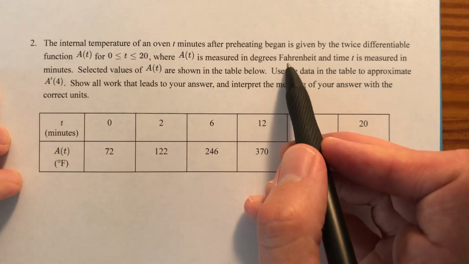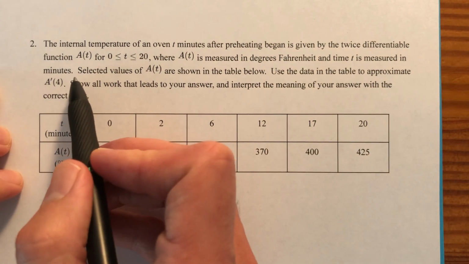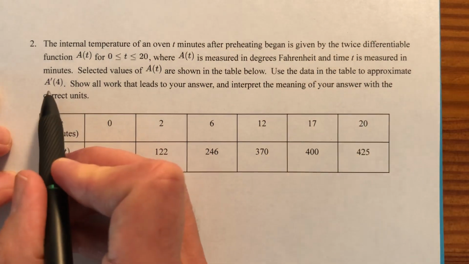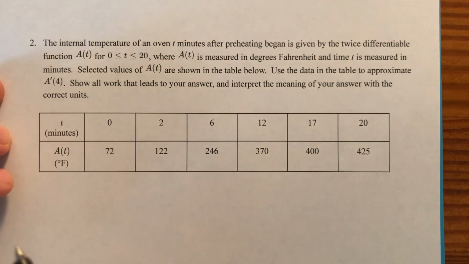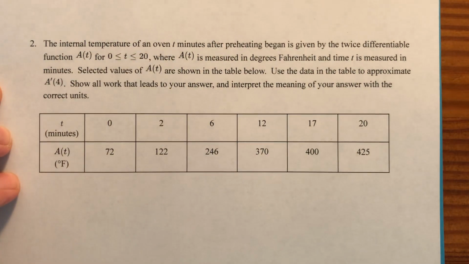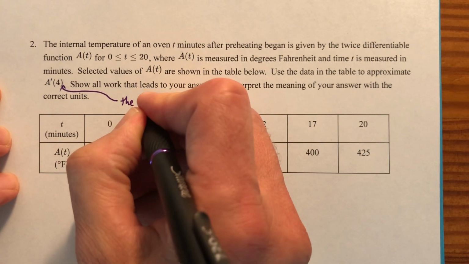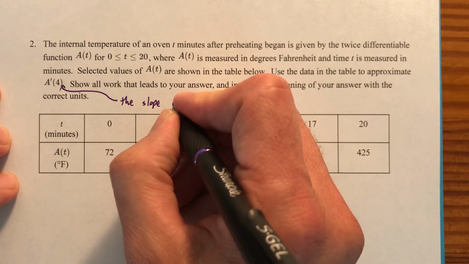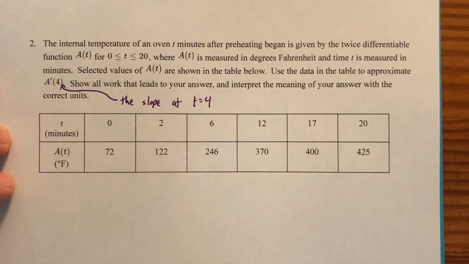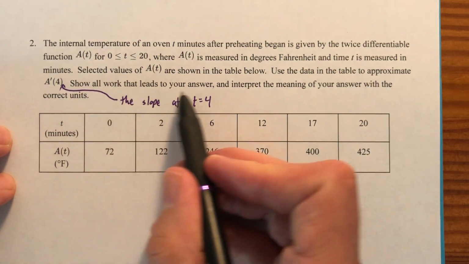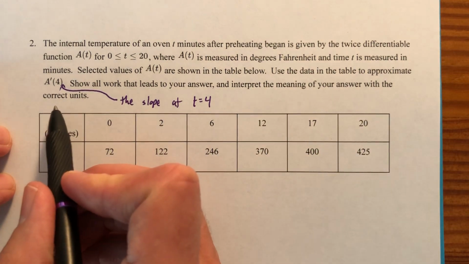Where A of T is measured in degrees Fahrenheit, T is measured in minutes. Selected values of A of T are shown in the table below. Use the data in the table to approximate A prime of 4. They're asking us to approximate the slope at 4 minutes. Now, we can't get an exact one. We're just going to have to approximate it because we don't have the actual equation of the function, right? Show all the work that leads to your answer. Interpret the meaning of your answer using the correct units.